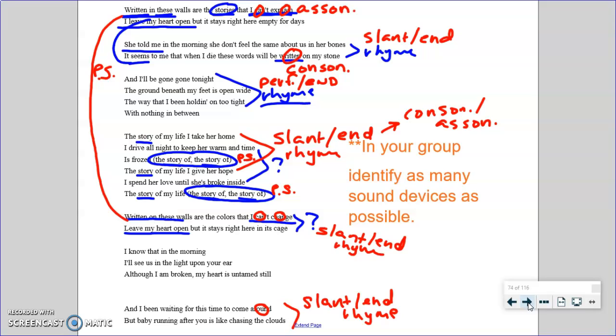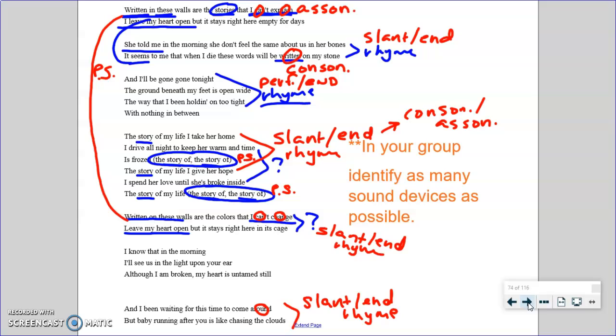So you can see at the top, we have things like assonance with the letter A being repeated. We have slant end rhyme with words like bones and stone. We have perfect end rhyme with words like tonight and tight. We have slant end rhyme with words like hope and home. Can't and change would be internal rhyme, change and cage, slant end rhyme.